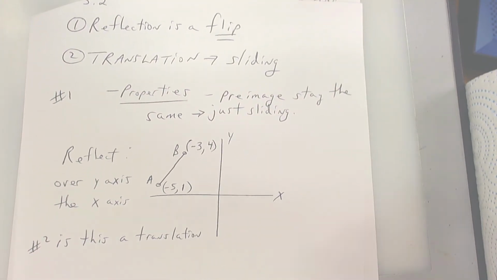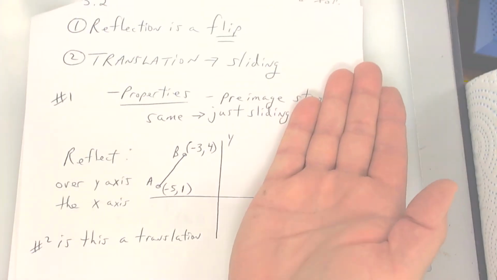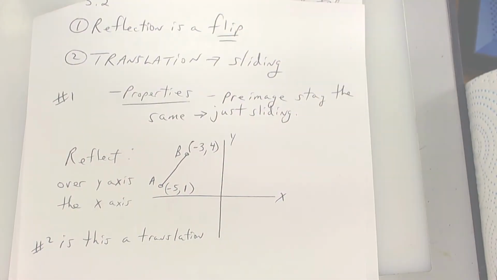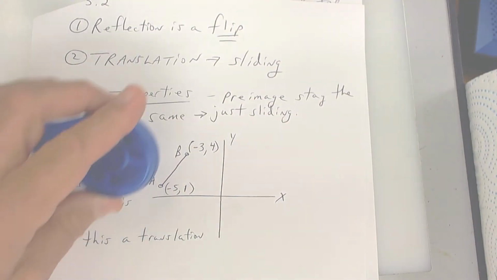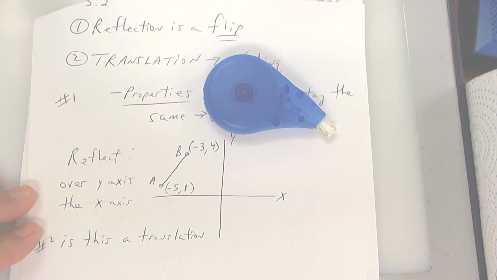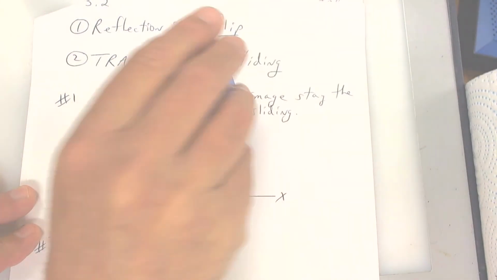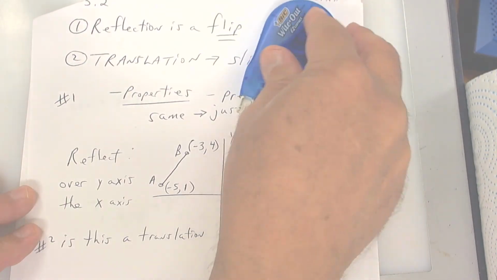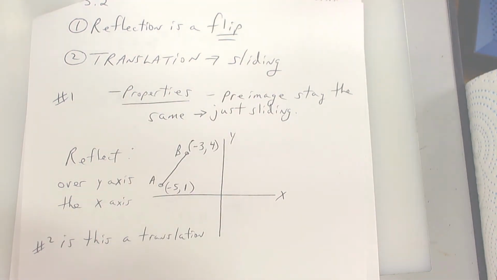Okay, let's talk about the new section 3.2. Copy down everything you see. All right, a reflection is a flip. That's a flip. Okay, so if I take this and I flip it, that's a reflection. If I slide it, that's a translation. Okay? So let's talk about that. Today we're talking about translations, which is a sliding.